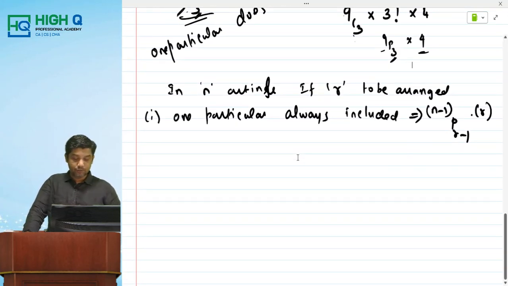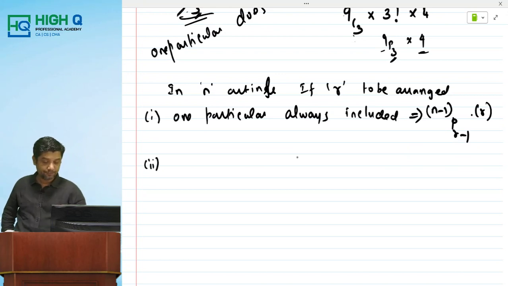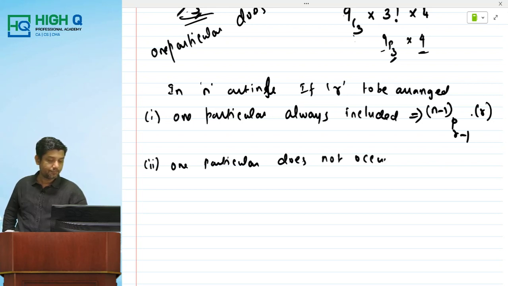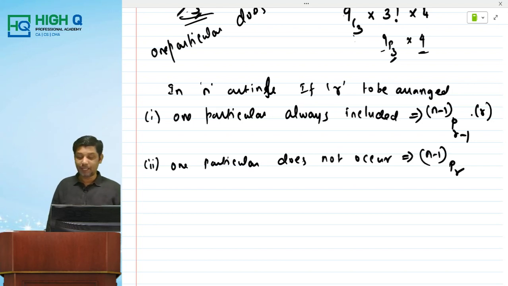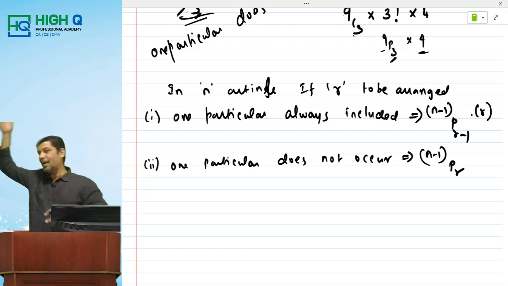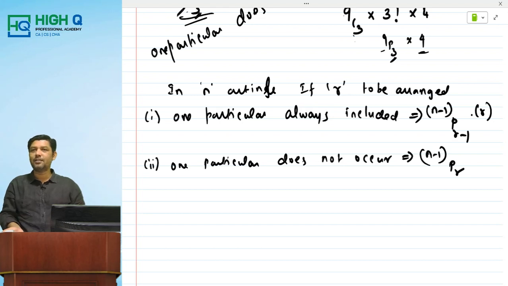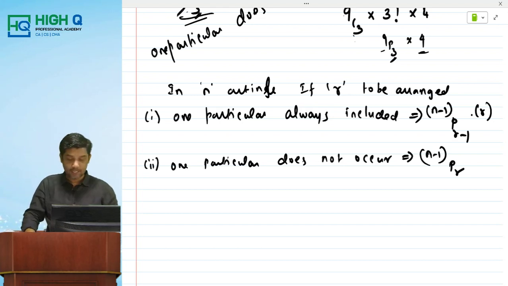Okay, sir, what if one particular thing does not occur? What is it? n minus 1 P R. Simply this is what we have to write. One particular thing does not occur means I will remove it, and from the remaining 9 I will select 4 and arrange it. Am I right, my dear? Yes or no? Yes. Okay.